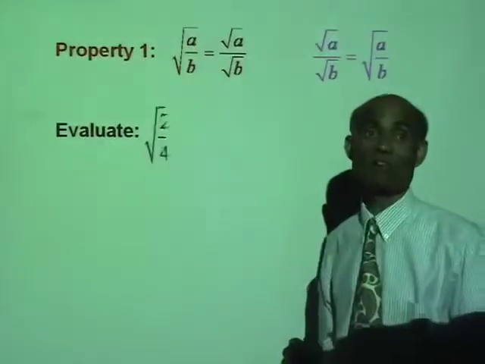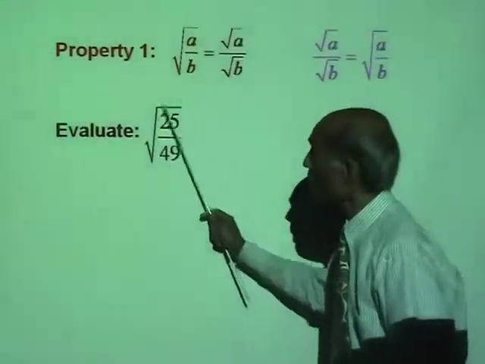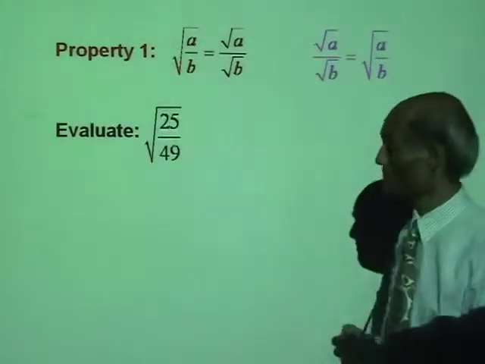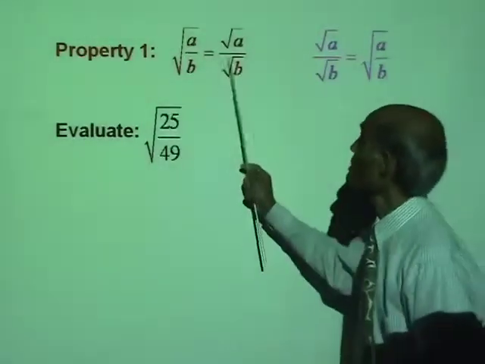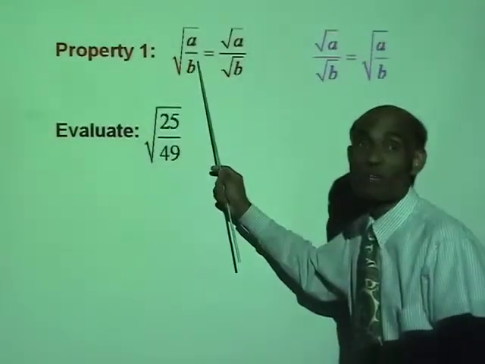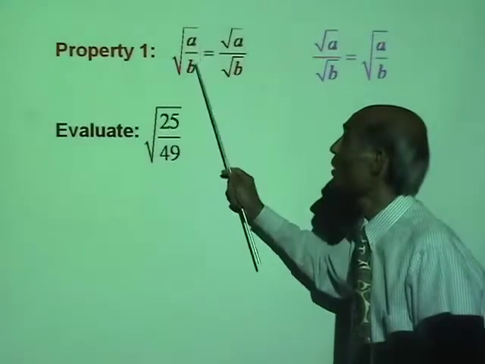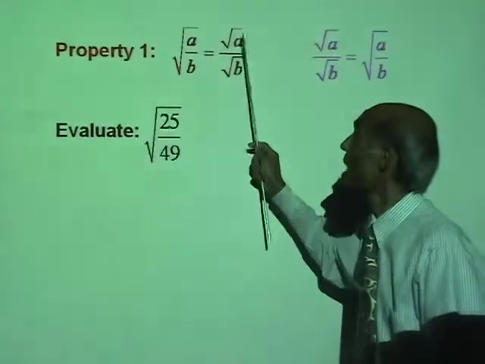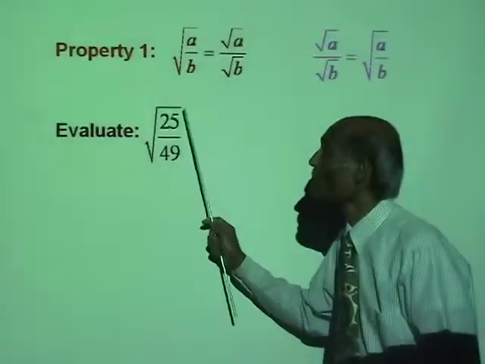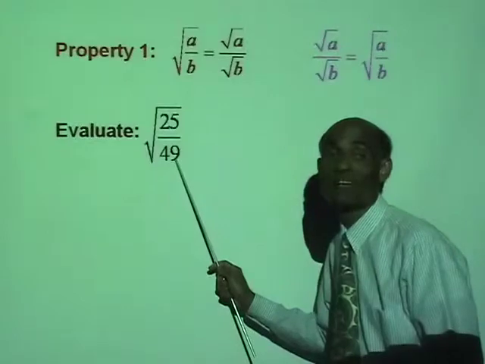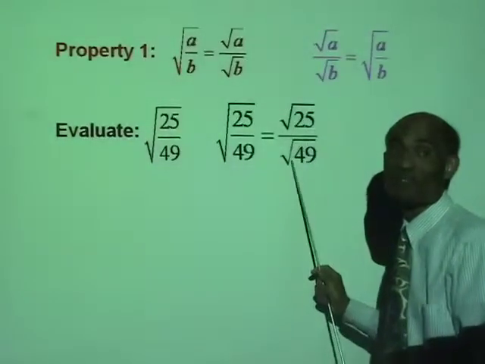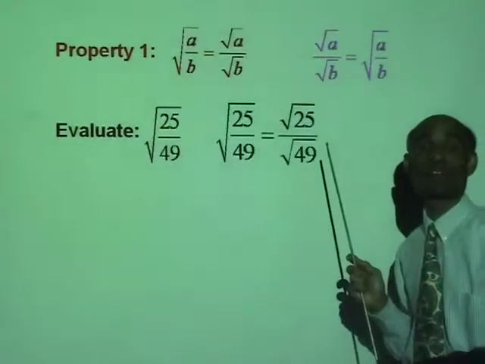Alright, find the value of square root of 25 divided by 49. Now, which of these properties will you use here? We can actually use this property. Square root of a over b is square root a over square root b. Square root of 25 over 49 can be written as square root 25 divided by square root 49.